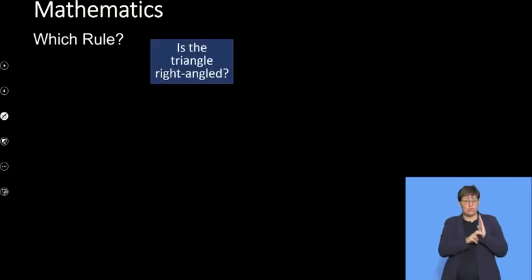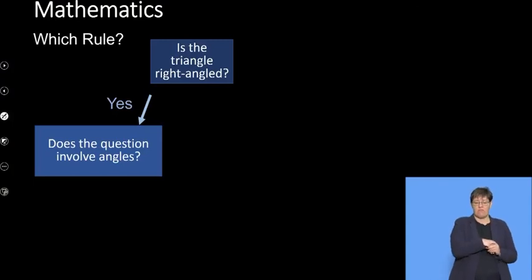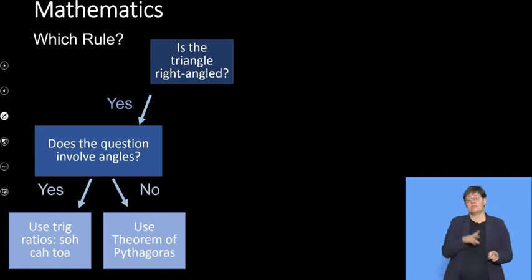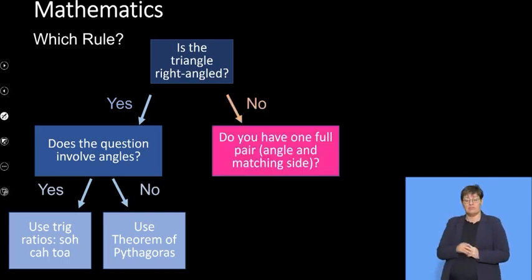So remember, when we're deciding which rule, we've got to decide if it's right angled. If it is right angled and involves angles, then we've got to use our trig ratios. If it does not involve any angles, then we've got to use the theorem of Pythagoras.